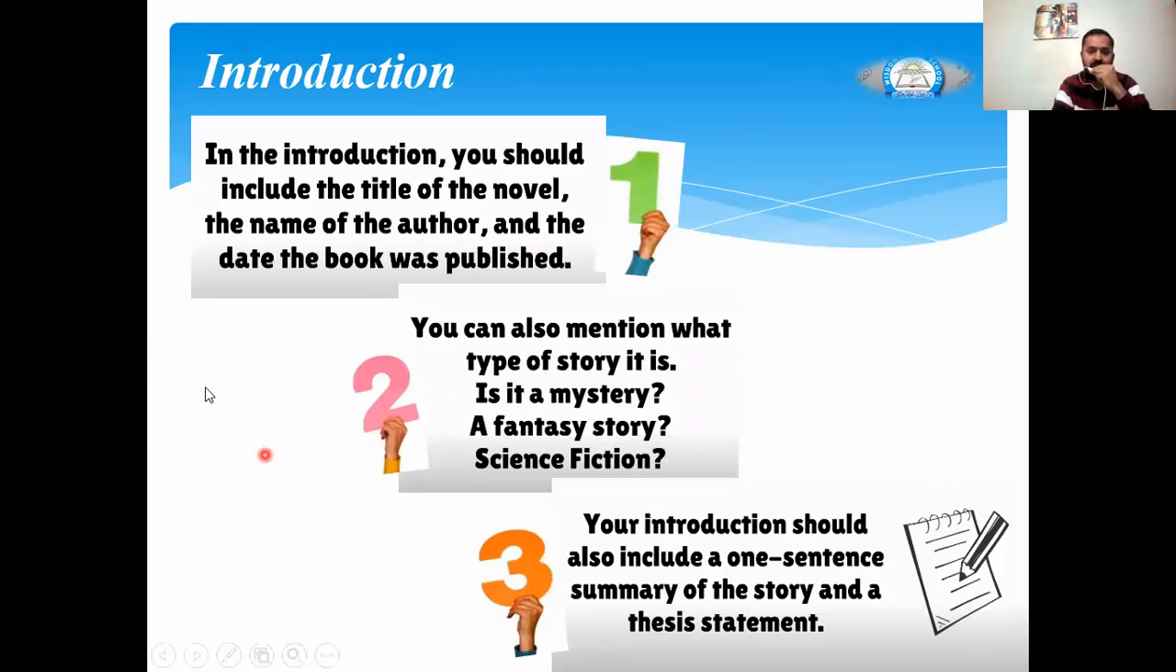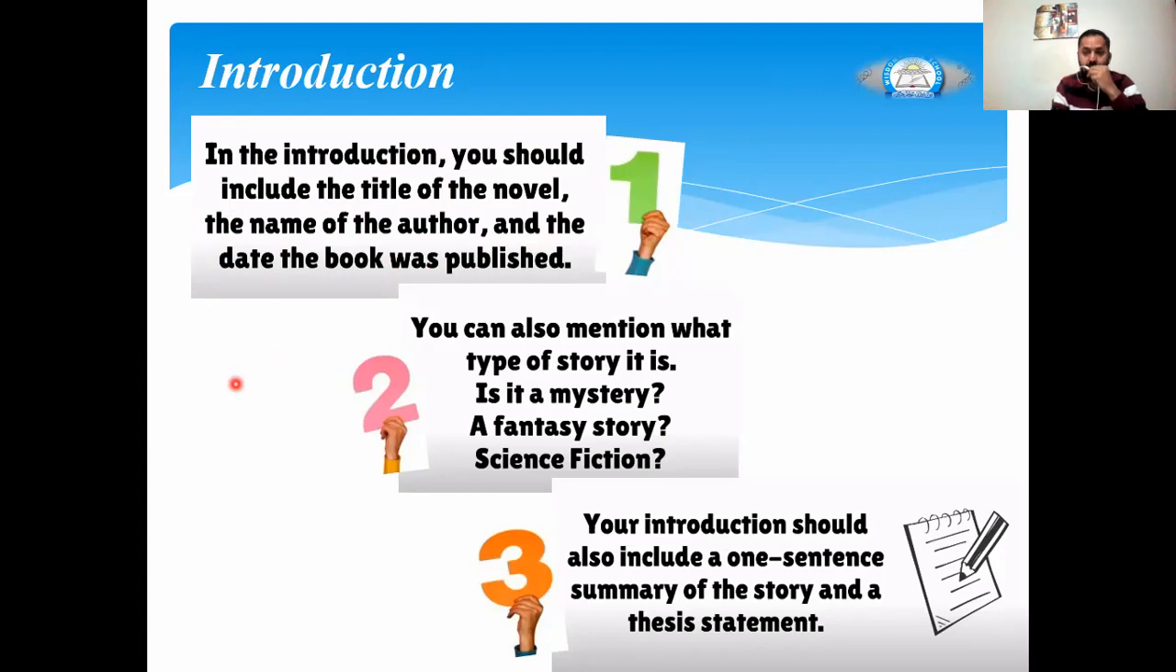The first thing: in the introduction, you should include the title of the novel, or maybe a story, or anything else, the name of the author and the date the book was published. If you know the date of the book, or the date the story was written, you should have some information about the author, what kinds of novels he or she has already written. And then you can also mention the genre. Genre means what type of story it is. Is it a mystery, or a fantasy story, or maybe a science fiction story? You should mention this in the first paragraph as well.